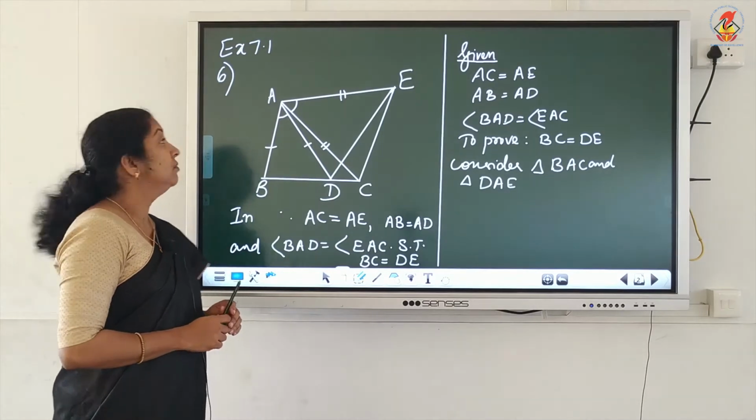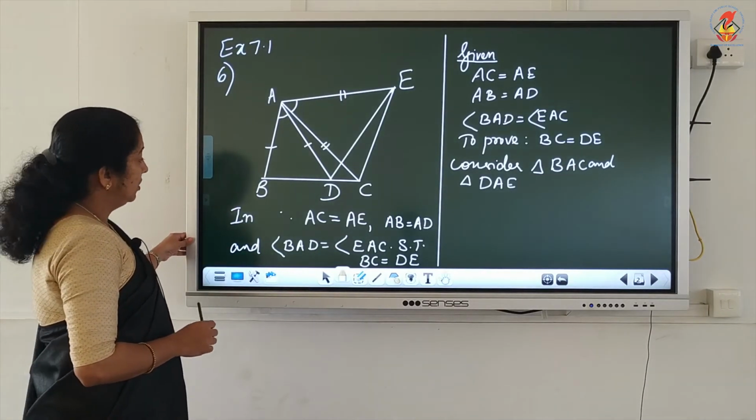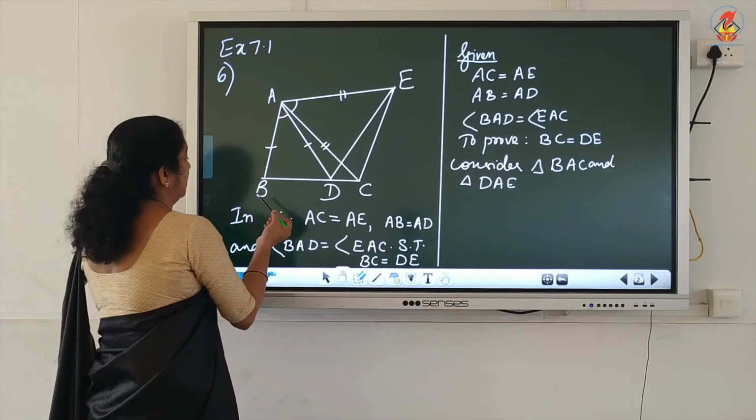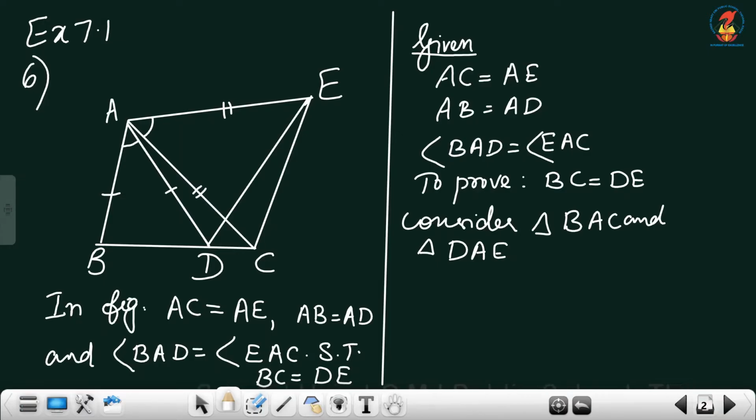Exercise 7.1, sixth question. In the figure, AC is equal to AE, AB is equal to AD, and angle BAD is equal to angle EAC. We have to show that BC is equal to DE. So, given AC is equal to AE, AB is equal to AD, angle BAD is equal to angle EAC, to prove BC is equal to DE.